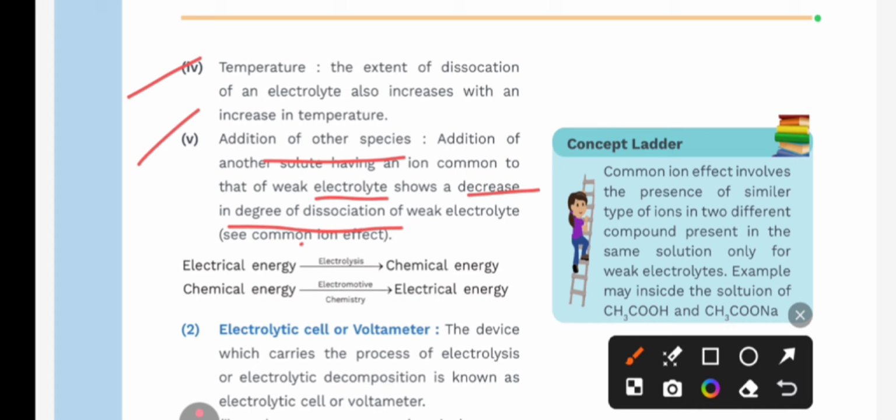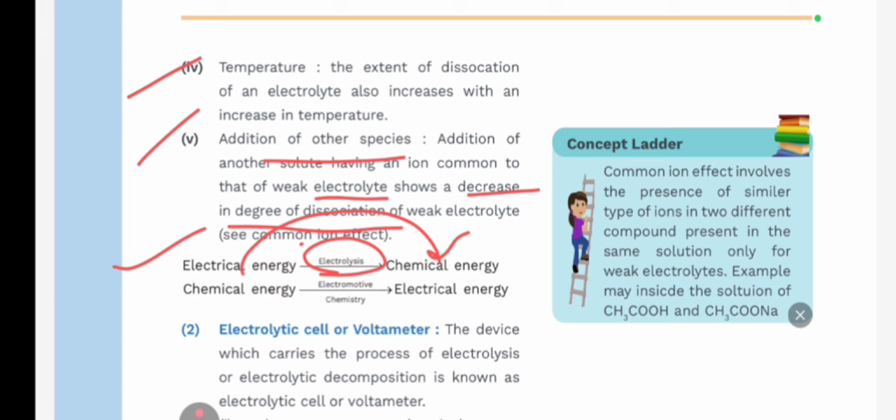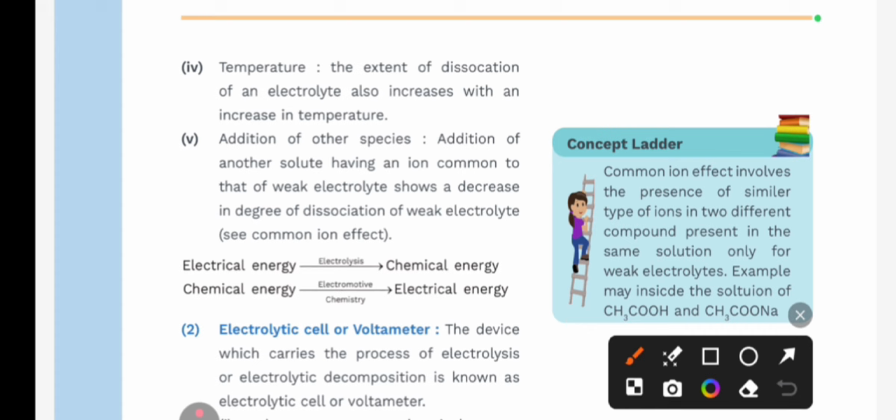So finally you can take this concept. In the process of electrolysis, electrical energy is converted into chemical energy. But in the case of a chemical cell, chemical energy is converted into electrical energy. So it is a very important concept.